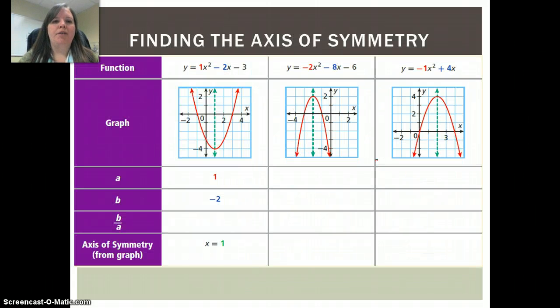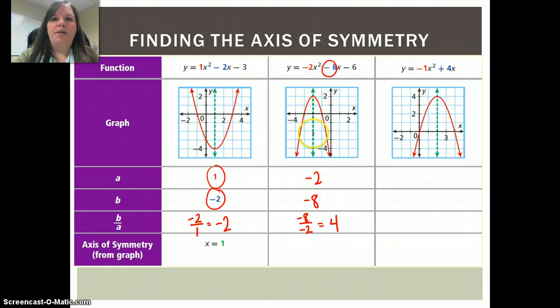So how do we find that from an equation? Well, this table is kind of suggesting to us what to do. So the a value for this first equation is 1. The b value is -2. If we take b over a, -2 over 1, we get -2. Okay, so that may not be very helpful to us right this second, but let's fill in the second one here. From what we can fill in right now, the value of a is -2. The value of b is -8. b over a is -8 over -2, which is 4.